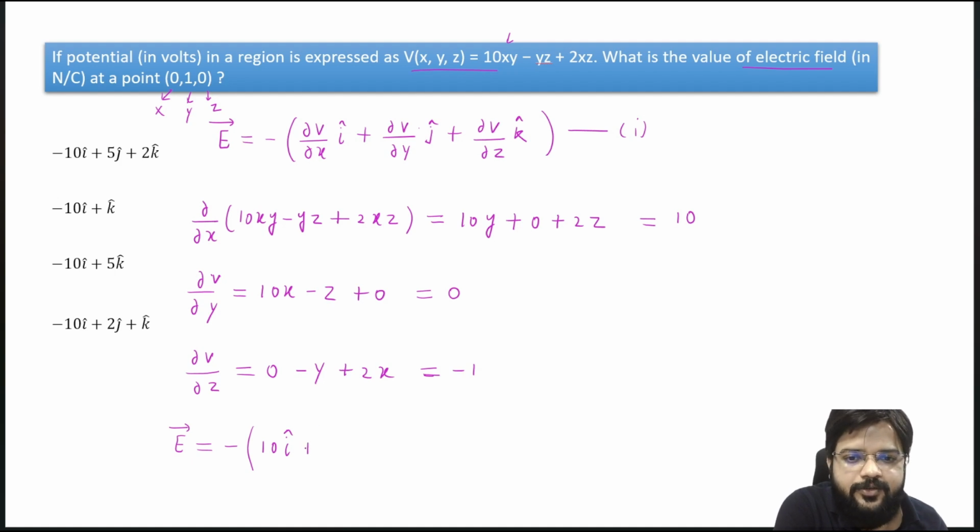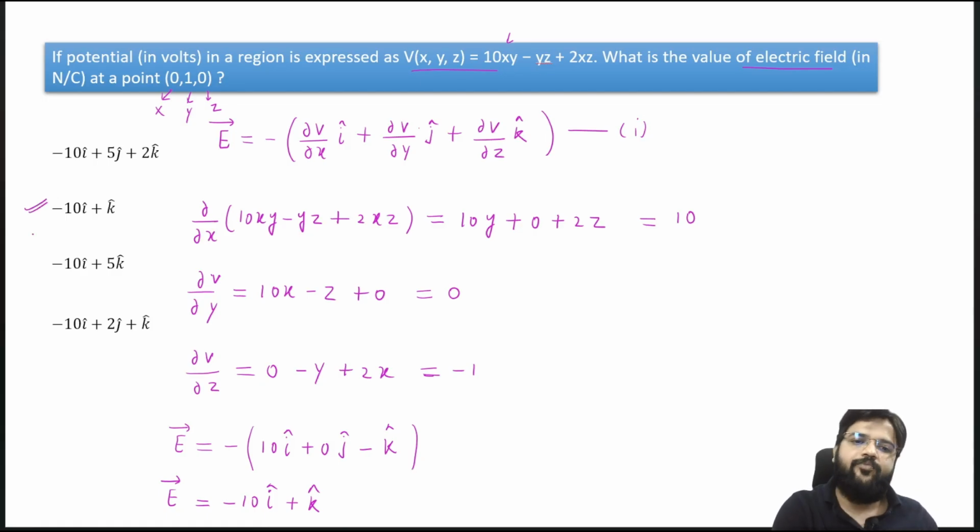Del v by del y is 0, so 0 j cap. Then del v by del z we got it minus k cap. Correct? This thing we are getting. Now multiply the minus sign inside the bracket. So finally we have minus 10i cap plus k cap. Hence the correct answer is option B. Minus 10i cap plus k cap. Note down everyone.